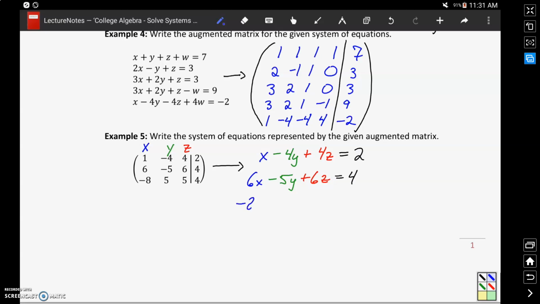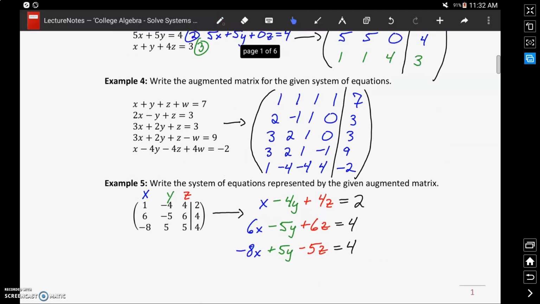And then our third equation would be minus 8x plus 5y minus 5z is equal to 4. So this idea of being able to translate back and forth between systems of equations and augmented matrices will help us take our system of equations and set them up to be solved using our matrix operations. And then in the end, we'll translate back to a system of equations to come up with our ordered triples.